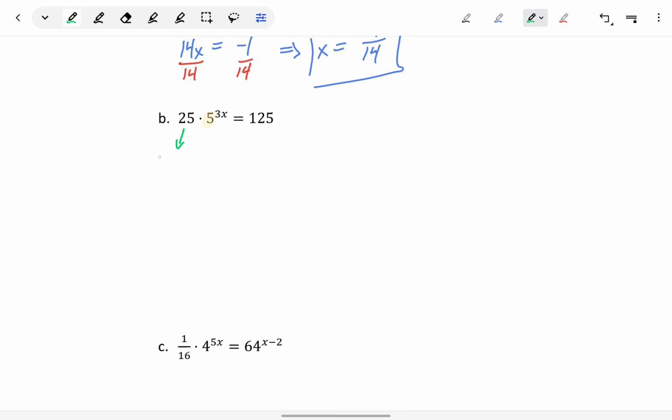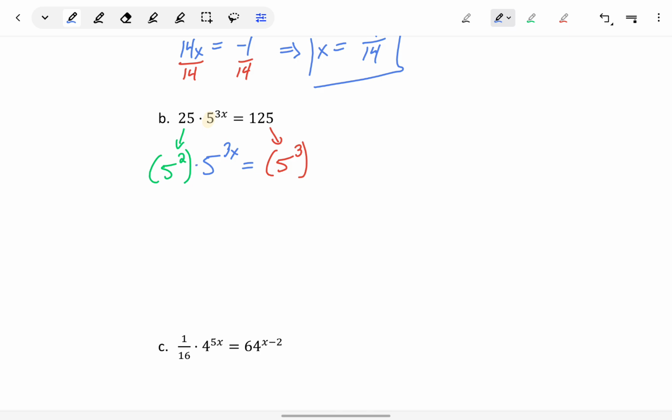We can start with 25, which we could express as 5 squared. That's being multiplied by 5 to the 3x power, which we can leave unchanged. And then we can rewrite 125 as 5 cubed. It may take a little bit of experimentation to find out how to rewrite all of the other values in the problem, but identifying that smallest base, which again in this case was 5, and then thinking about how to write those other numbers as 5 raised to some power will eventually get us to where we want to be.